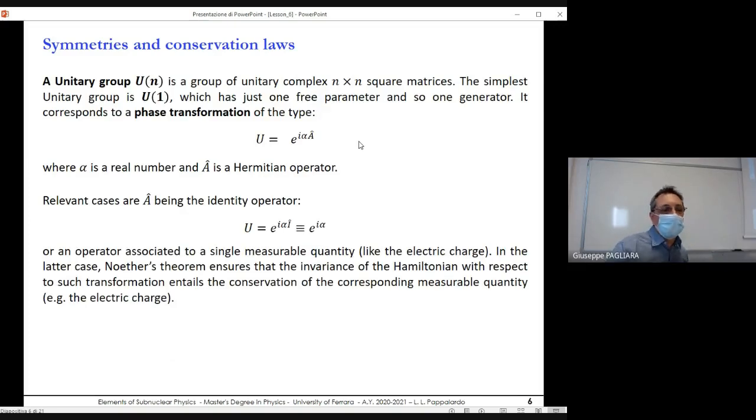Now, one can consider the most relevant cases, and indeed the most relevant case is when the operator A is just the identity matrix. Okay, so our phase transformation reduces to simply e to the i alpha. Or it could be an operator associated to a single measurable quantity, like for instance the electric charge. So in the latter case, the Noether theorem ensures that the invariance of the Hamiltonian with respect to such transformation entails the conservation of the corresponding measurable quantity. So for instance, the electric charge.